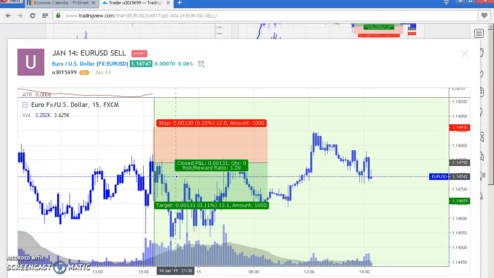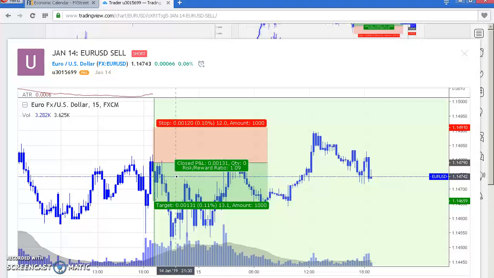So I was looking at the Euro group. The whole Euro group was heavily in sync. Out of the 7 pairs, 6 pairs were in sync, so that's why I took the trade for a sell.